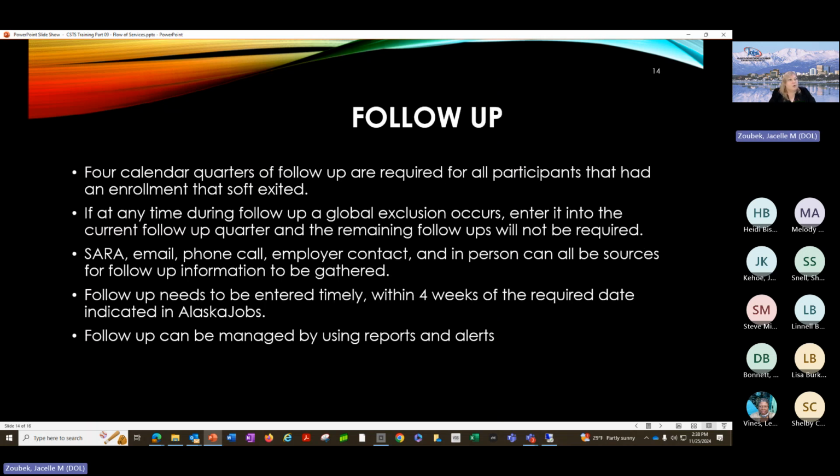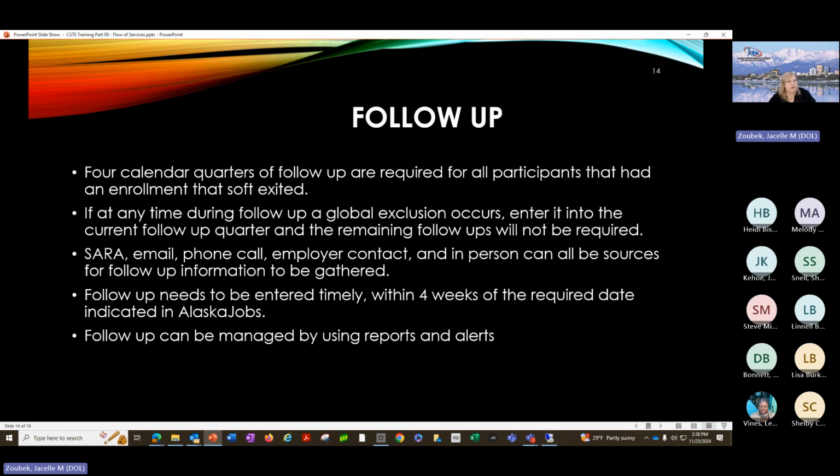Follow-up: four calendar quarters of follow-up are required for all participants that had an enrollment that soft exited. If at any time during that follow-up a global exclusion occurs, so they're in follow-up, maybe they've done one or two quarters, and now one of the global exclusions occurs, you can enter it into the follow-up section, and then it will stop any remaining follow-ups from being required.